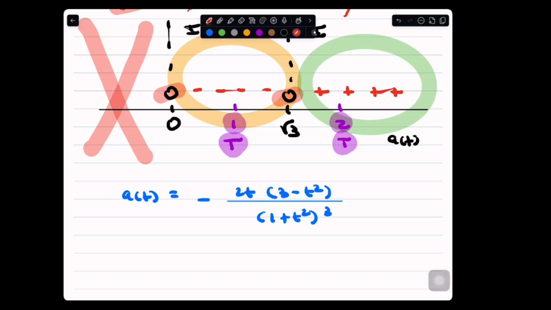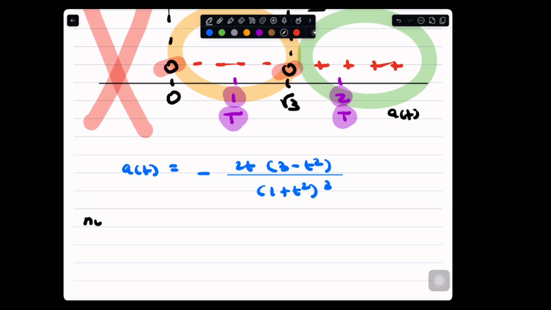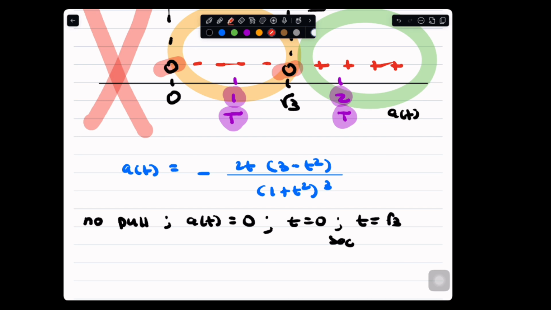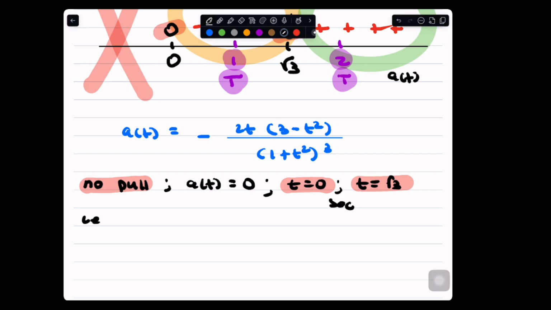Let's look at the conclusion. This is acceleration. So there is no pull. When is there no pull? When acceleration is 0, and that happens at 2 locations. t is 0, and t is the square root of 3. Those are in seconds, by the way. Okay? There is no pull, no force at these time values. You're going to be pulled to the left, though. Let's call that a left pull. How's that? When acceleration is negative.